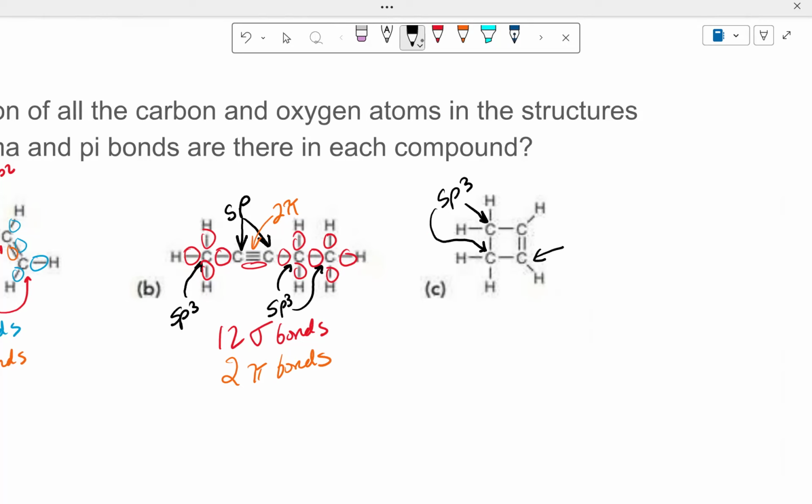Now this carbon here has 3 regions of density around it. 3 types of bonds, 2 single bonds and a double bond. So that is sp2 hybridized. And the same thing for this one.